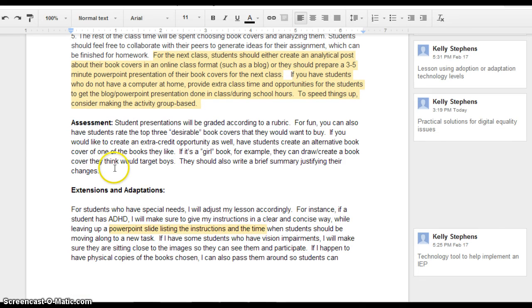So to assess the students, you are going to be using a rubric. For fun, you can do a top 3 desirable book covers that the students like the most. You can maybe even discuss why those book covers are the most appealing. And if you want to do a little extra credit opportunity, you can have the students engage in Project Cover Flip. They can choose a book, maybe it's a girl book, and switch it over to a boy book. Then they should just provide a brief summary of why they did those changes.